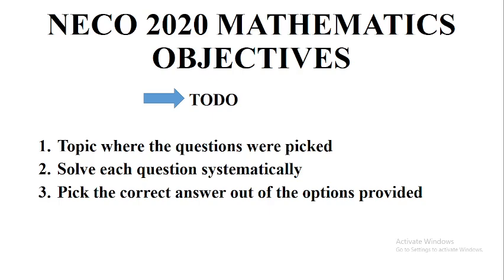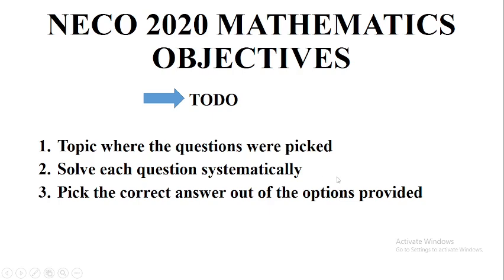What are we going to do in this series? We are going to be solving all the objective questions, 60 objective questions in this series. And we are going to be telling you the topics where the questions were picked, and we are going to solve each of the questions systematically as well. And also we are going to pick the correct answer out of the options provided. So stay tuned, and let's jump to the question proper.